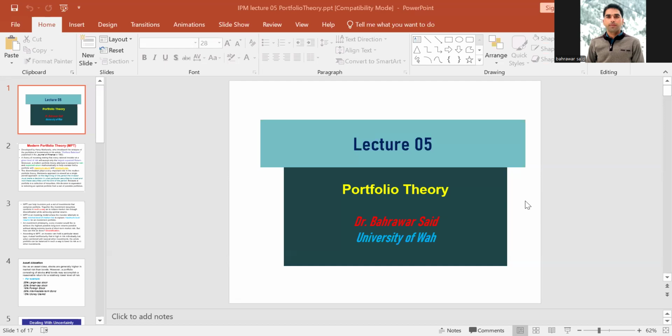I welcome students to lecture 5, which is based on portfolio theory. In this lecture, we will cover the foundation of modern portfolio theory, risk and return, how to calculate expected return, and how diversification reduces risk. By the end of the lecture, the students will be able to understand how portfolios are constructed and how they are evaluated.